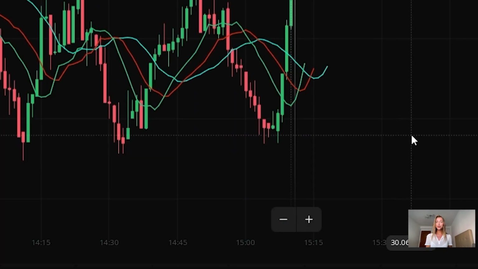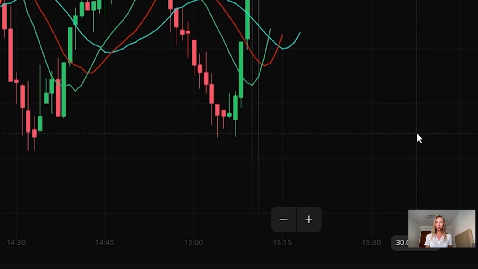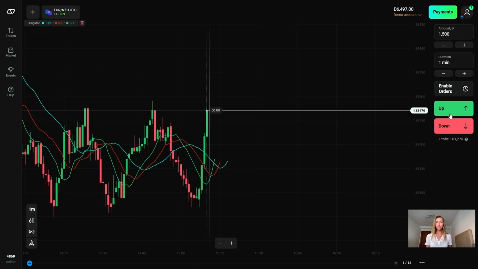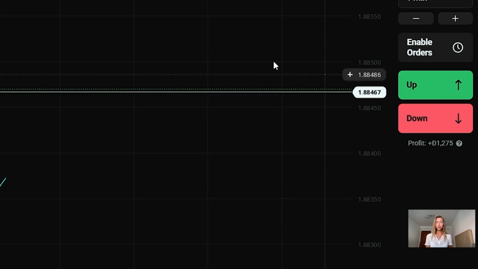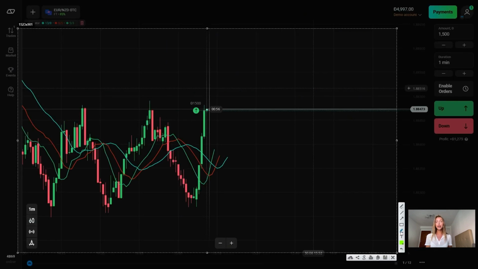So I found a good setup. Here I will open a trade upward, waiting for the current candle to close and then opening the trade. My trade is open. Now let's see what we've got on the chart.